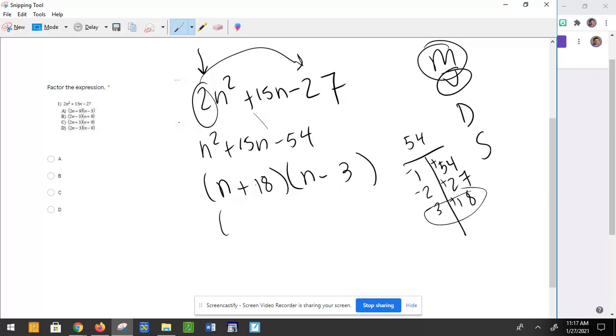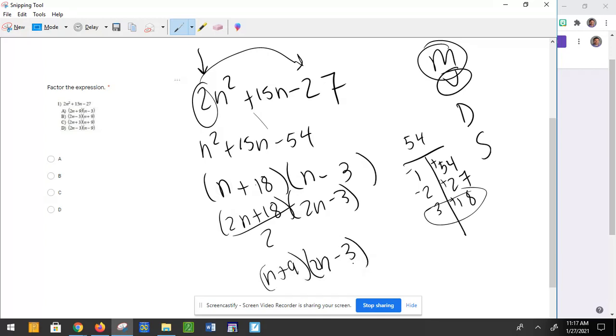Now I'm going to rewrite it with that 2 back as the coefficient. So 2n plus 18 times 2n minus 3. Where can I divide a common factor out? Well, out of the first one, I can divide a 2. Between 2n and negative 3, nothing. So I'm going to end up with n plus 9 times 2n minus 3.